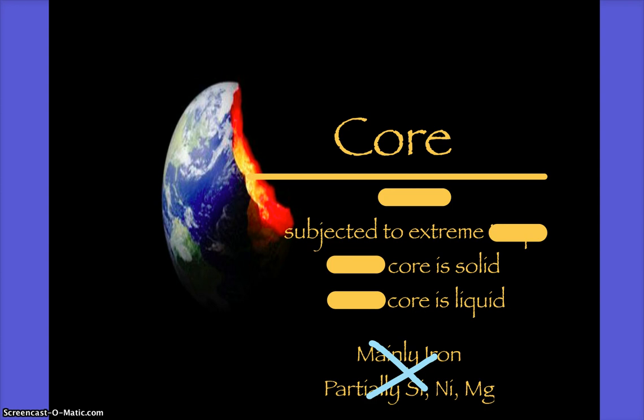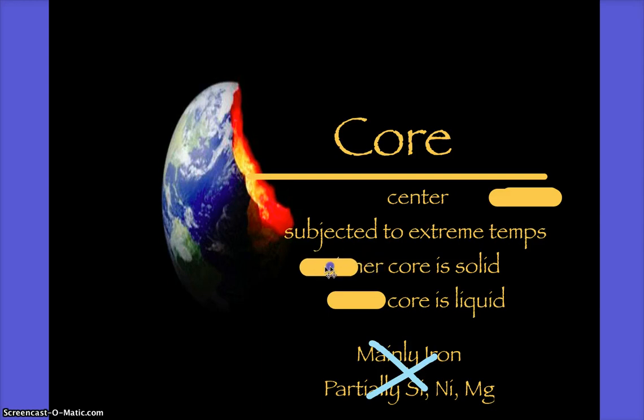But what do we know about the core? Where is it in terms of the geosphere? Center. So think of C for core, C for center. It's one of the parts of the geosphere that is subjected to extremely hot temperatures. So a lot of it is solid, but there's also a portion of it that is somewhat of a liquid hot rock. But we're going to think of it as more like a hot rock zone.